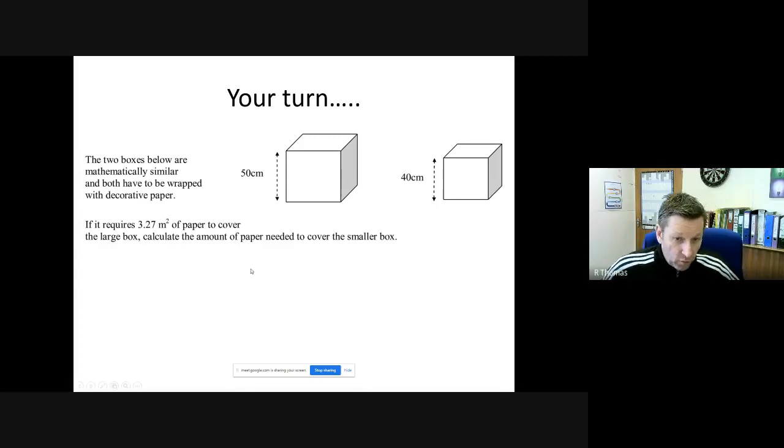So 50 divided by 40, you should have 1.25. Square that then to get the area scale factor, which is 1.5625. They've given us the larger area and we need the smaller one. So we're going to do 3.27 divided by 1.5625. And I've got 2.09, because I rounded it, square meters of paper.